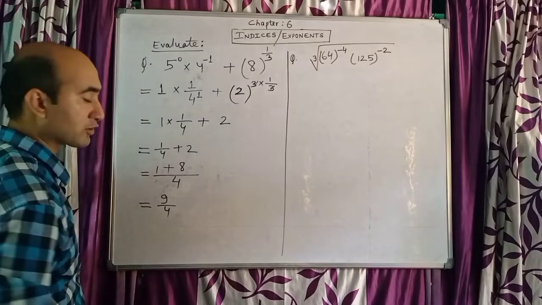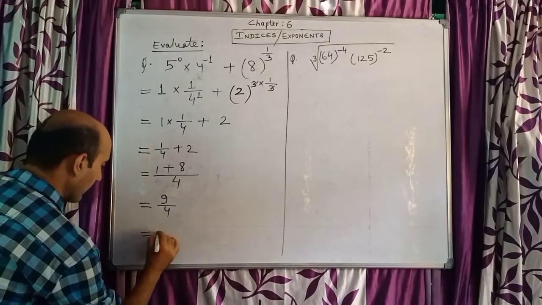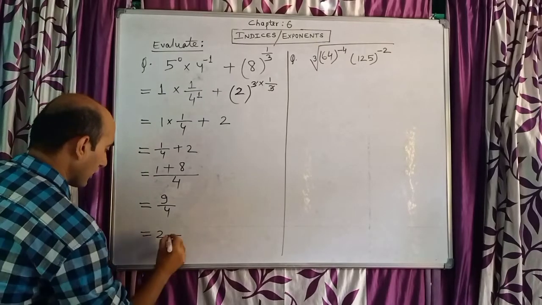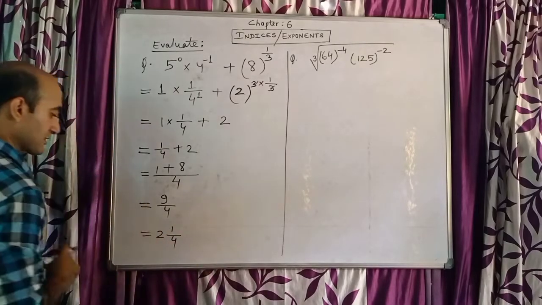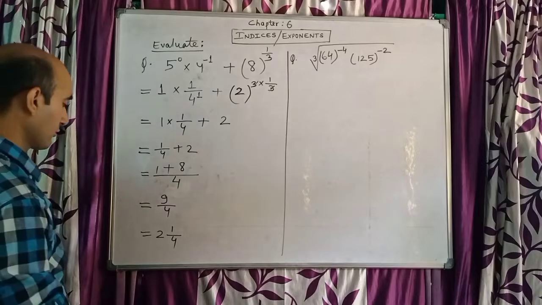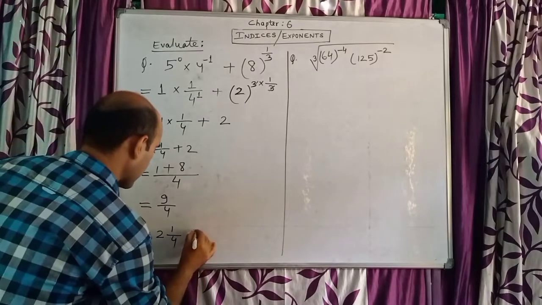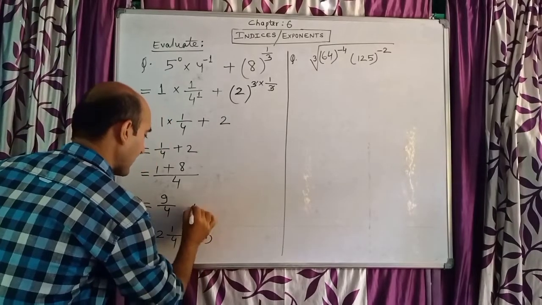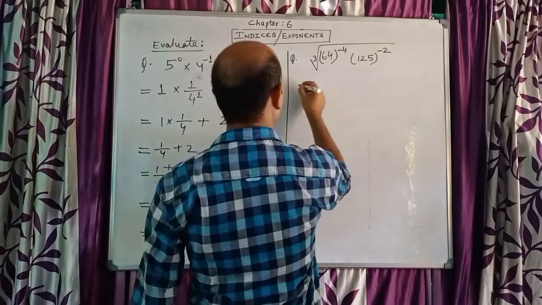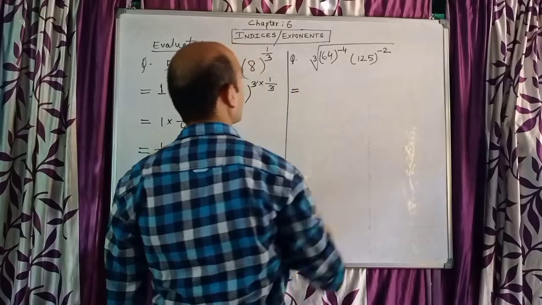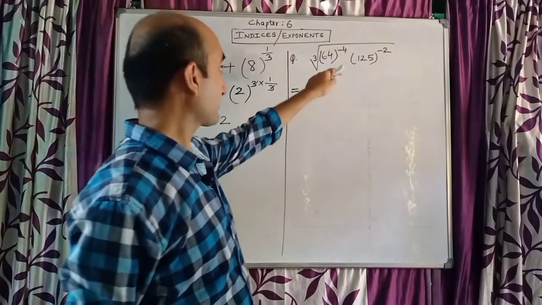You can write 9 by 4, and if you want to divide, then our result will be 2 whole 1 by 4. You can divide in rough and you will get this result, 2 whole 1 by 4. So this is our final answer. But if somebody leaves the answer here, this is also a correct answer. Now moving on to the second question. Here you can see so many things.